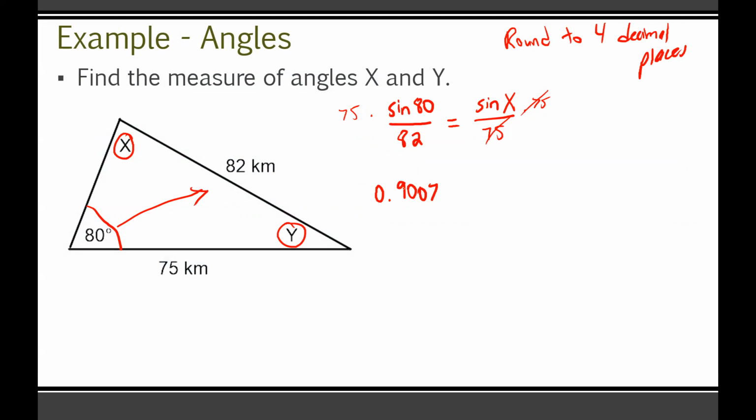So anyway, 0.9007, that is 75 times sine 80 over 82, and that's equal to sine x. Now here's the question. We want to get x all by itself. Well, how do we get rid of a sine? Hopefully you're remembering inverse sine. We got to take inverse sine of both sides here.